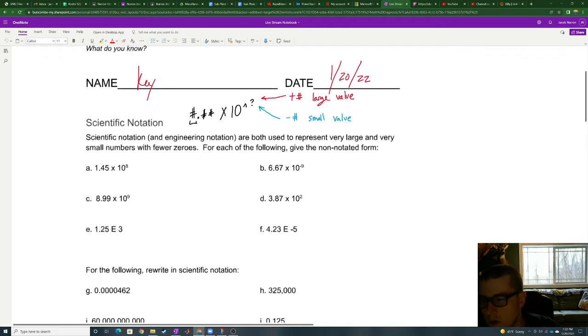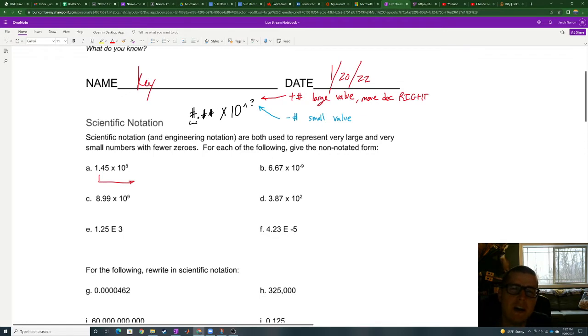So here we go. Let's look at A together. A says 1.45 times 10 to the 8th. Right away, I know I'm dealing with a very large number. It's positive 8. That exponent is positive, so this is a large number. Now, the trick here is I want to move that decimal to show how large of a value it is. If it's a large number, I'm going to move the decimal to the right, to show that it's a large value.